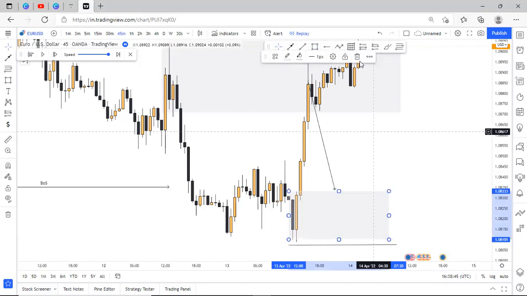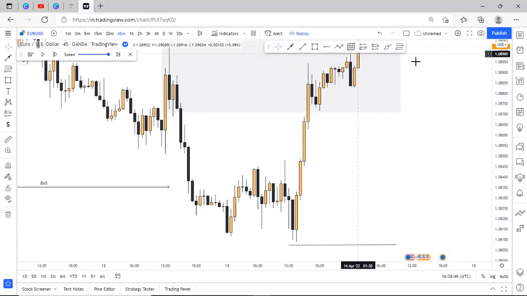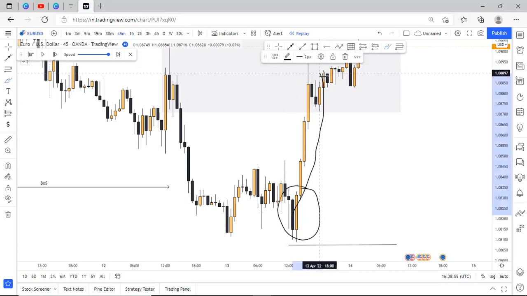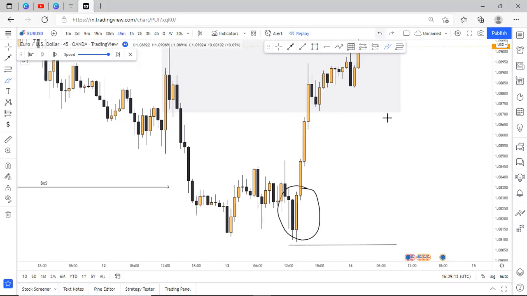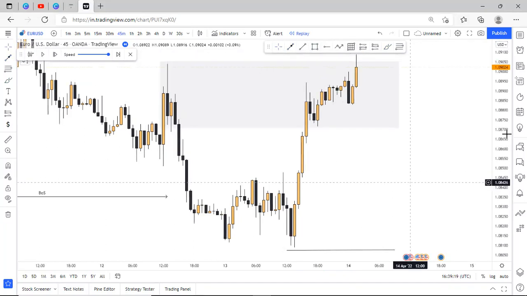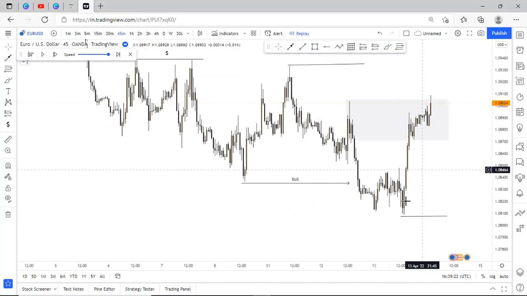At this level right here, we'll notice that institutions came into the market, pushing price into this zone and leaving behind inefficiency in the market. In this zone, you can see that there are no bearish candles. Institutions just pumped price up, pushing the market into this level. When we have inefficiencies like this, the market tends to come back and fill them up later on. So at this point in time, I'll be looking for sell trades.